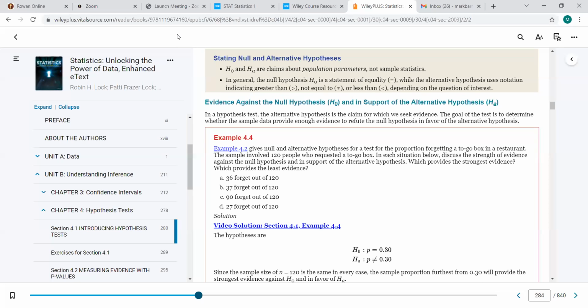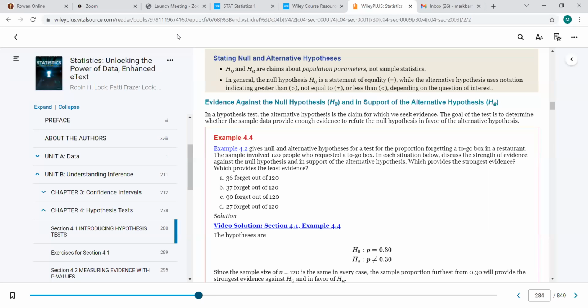37, of course, is also pretty close to 0.3. That would probably come in number 2. And then the third one would be 27, the one we mentioned earlier. That one, I would say we would need to do some sort of statistical work with, because it is different, but we're not sure whether it's different enough. And C definitely provides the strongest evidence.